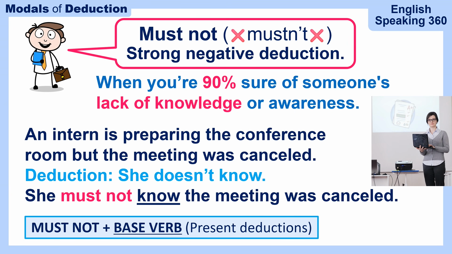Must not follows the same pattern as before. You add the base verb right after. She must not know the meeting was canceled. It means I am 90% sure that she doesn't know that the meeting was canceled. So I'm going to tell her.